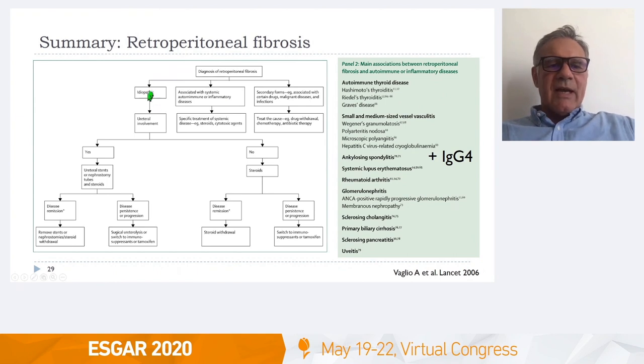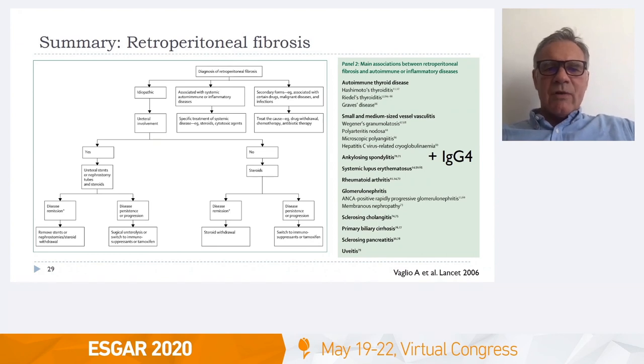However, if it's idiopathic and you have ureteral involvement, you place a J-stent. If you don't have, you don't place a J-stent, of course. Give the patient steroids, and in general, you have a marked improvement of the symptoms. And of course, for all secondary retroperitoneal fibrosis, it is recommended to treat the primary cause and then also to give steroids and ureteral stenting if necessary.